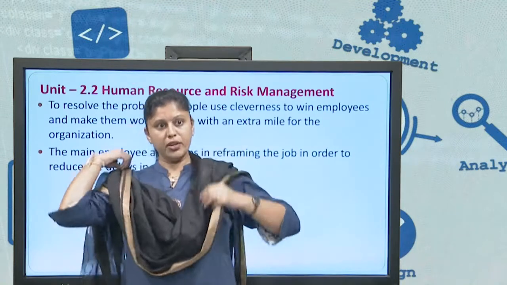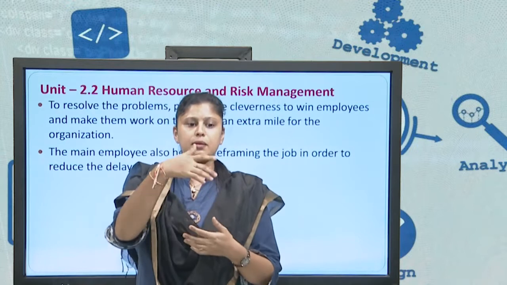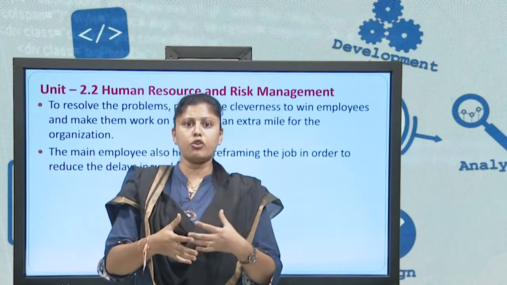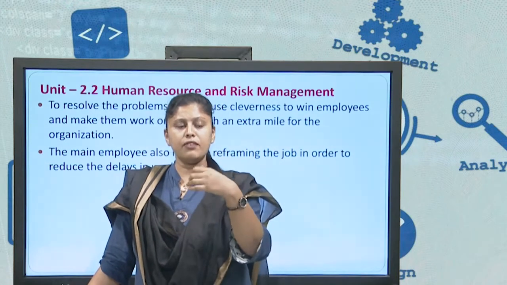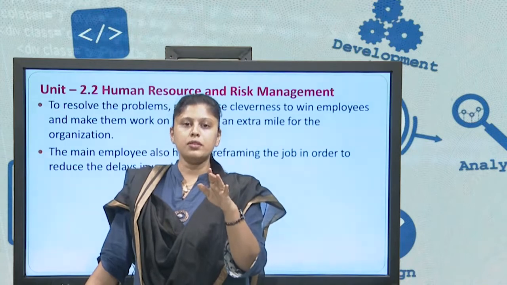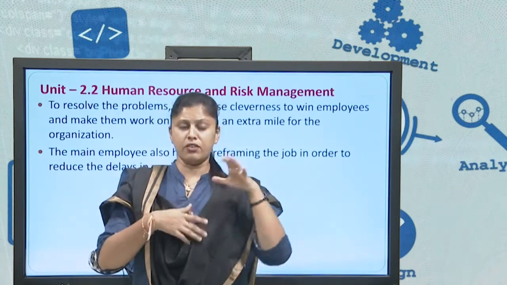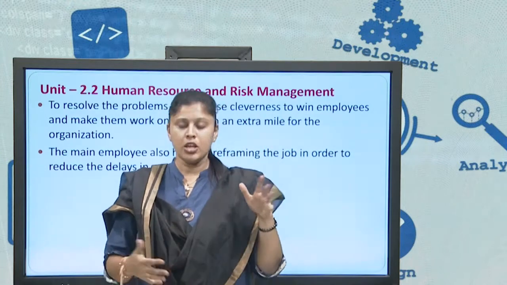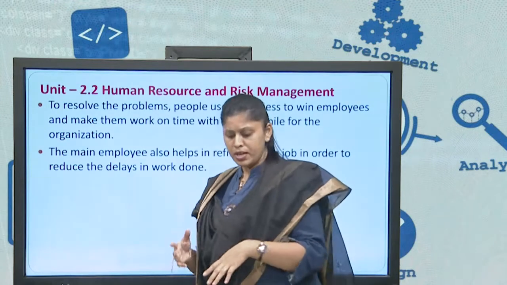So if the main employee finds that this employee is going to work more and can work more for the company, then I am going to, of course, give a hike to that particular person. Maybe I'll reframe his job, I'll give him more responsibility, I will give him a bigger title in the company, alright. So that reframing of job is also done by the main employee.